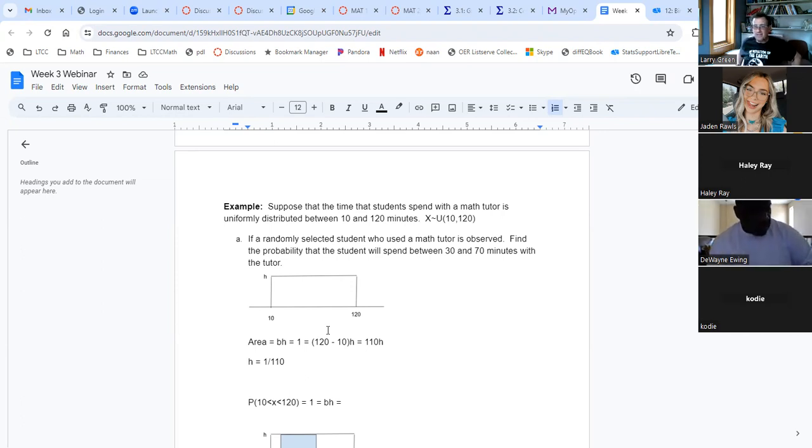Because it's not that hard. If it's uniform between 10 and 120, what would the average number of minutes be? So that you have a 50% probability of being bigger than you or smaller than you. 50% bigger, 50% smaller. Where are you?